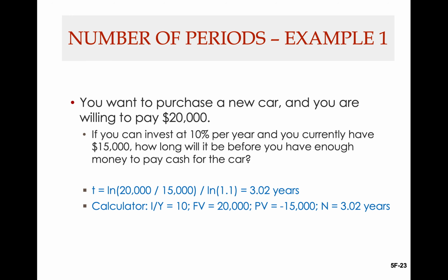Or we can use our financial calculator. We enter 10 as our interest rate, future value as $20,000, present value as negative $15,000, and number of compounding periods. And once we press the button, we'll get 3.02 years. Just like with the interest rate, it's very important that you enter your present value and future value with the correct sign, either negative or positive. One of these two should be with a negative sign.